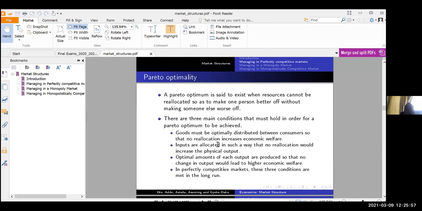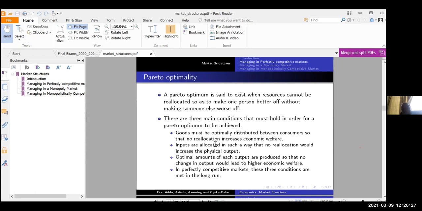reallocation increases welfare. Okay. If I go to the central market area and I bargain for a product, and we all decide that I buy it and the seller decides to sell it, then it's optimal for me because no other location would have made me better off. If I could move from that seller and go to somebody else and I will be better off, then that old allocation is not optimal. So the fact that I bought the good means that it's optimal.